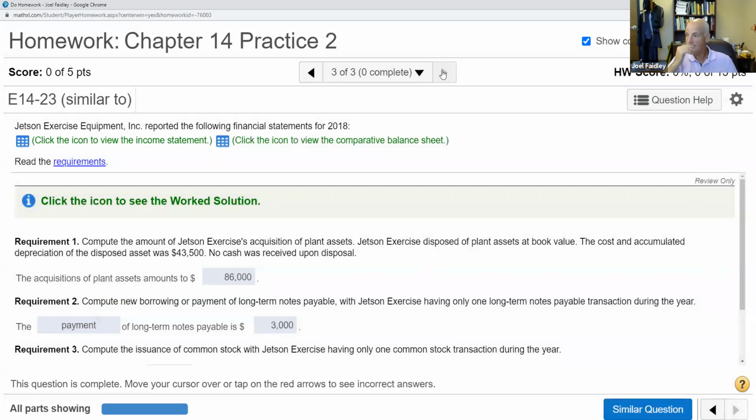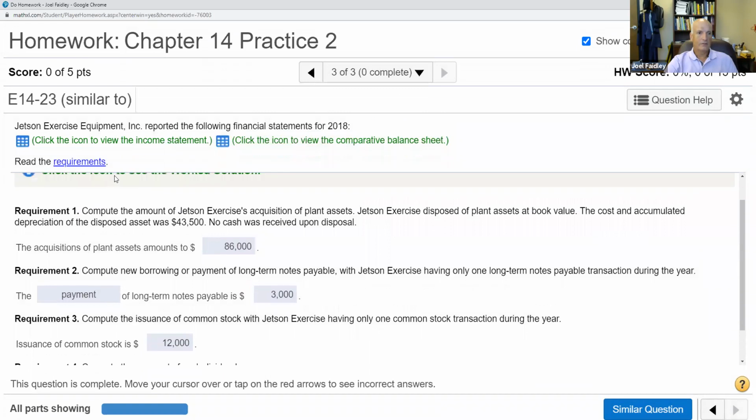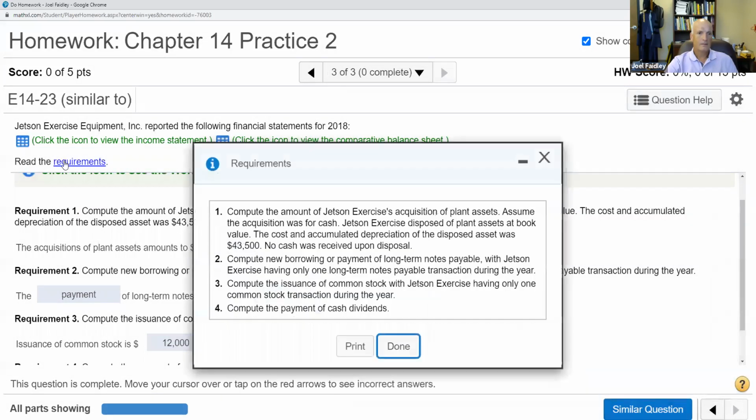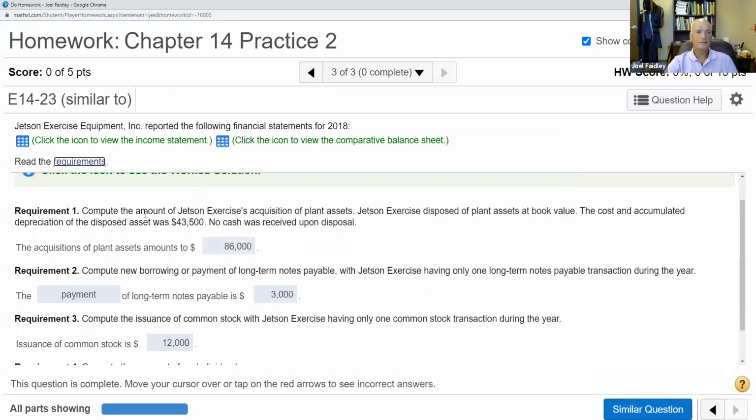Then number 3, what we got going on here? All right, the same information's there. It looks like they want us to compute the amount of acquisitions of plant assets. Dispose of the plant assets at book value means there's no gain or loss. The cost and accumulated depreciation of the disposed asset was 43.5.